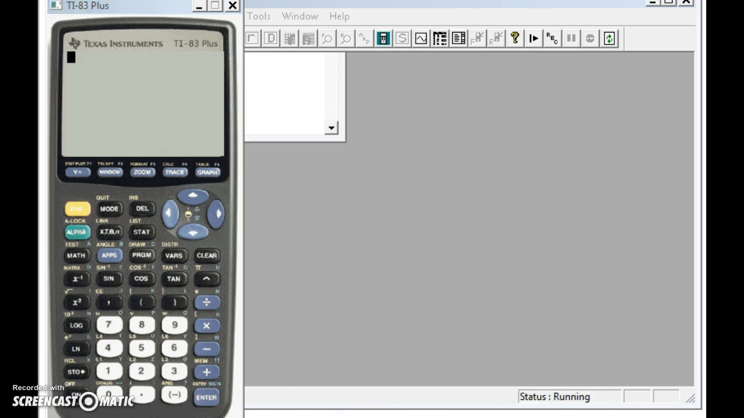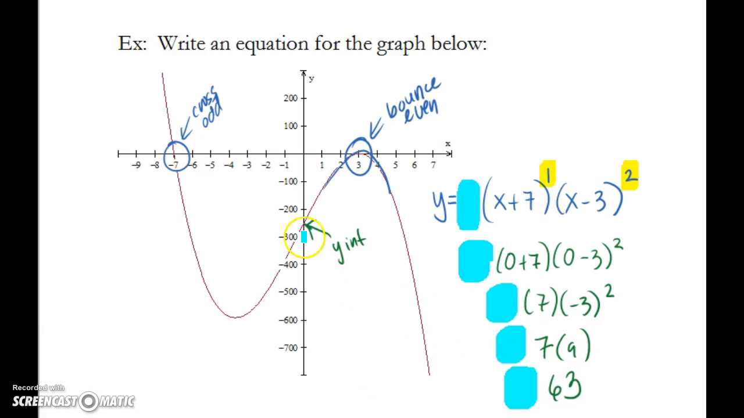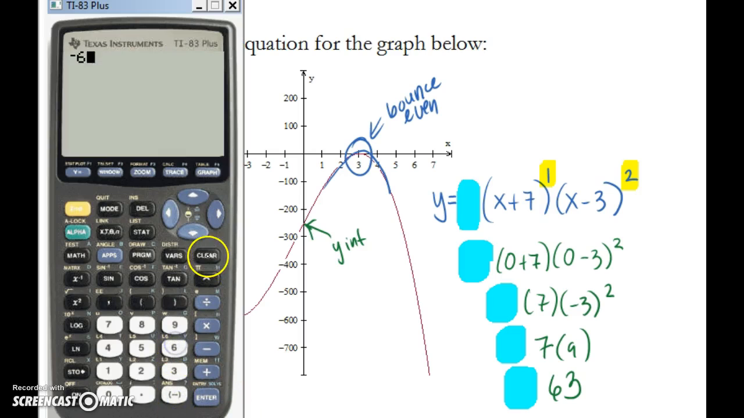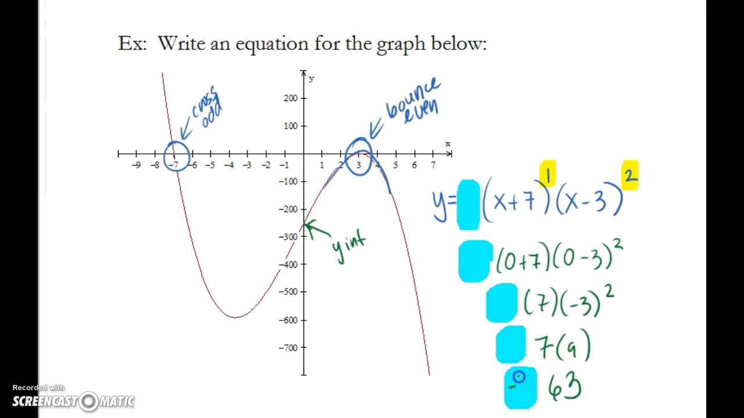And we currently have a y-intercept of 63. We want a y-intercept between negative 200 and negative 300. So let's see, if I have positive 63, I have to multiply it by a negative number. What negative number should I multiply by to get something between negative 200 and negative 300? Let's try negative 4. If I use negative 4, then I get negative 252, which is between, which looks like our y-intercept here. So let's say we have negative 4.